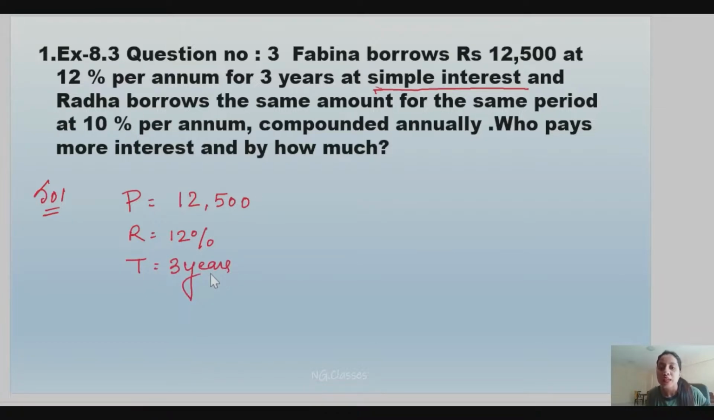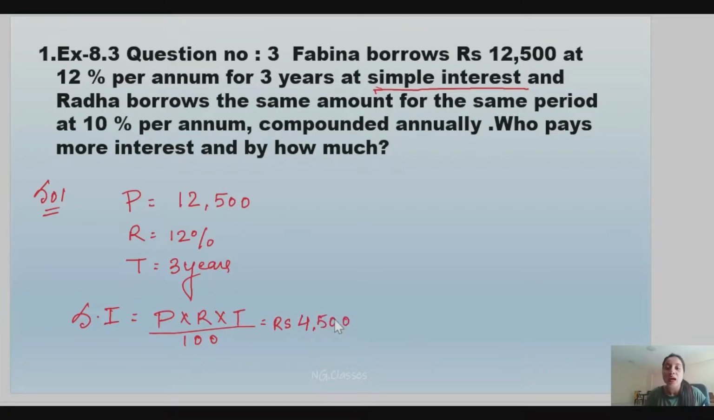Now we need to calculate the simple interest for Fabina. So simple interest will be P multiplied by R multiplied by T by 100. Calculate it. It will be rupees 4,500.